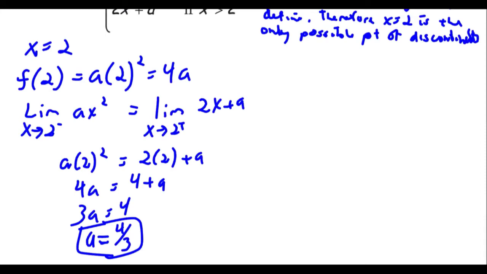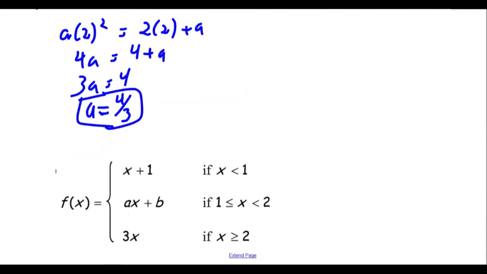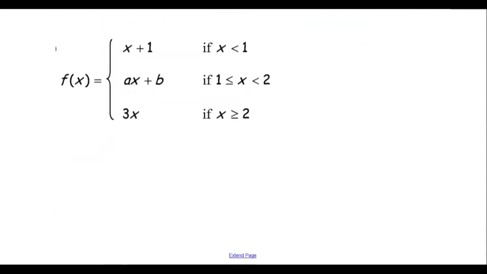All right, let's do one that's a little bit harder. This is going to require us to use systems of equations to solve it. So try this one. Last one I'm going to have you try. So find a and b this time, so that this function is continuous everywhere. F of x is continuous.